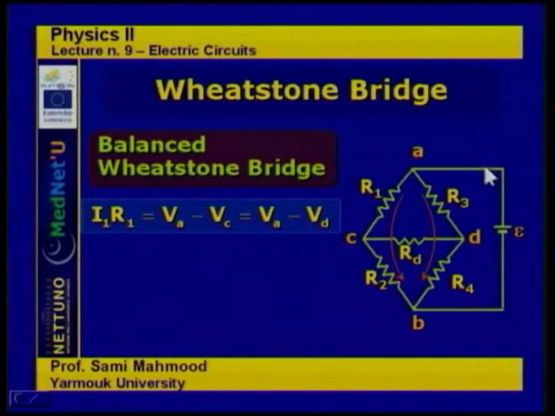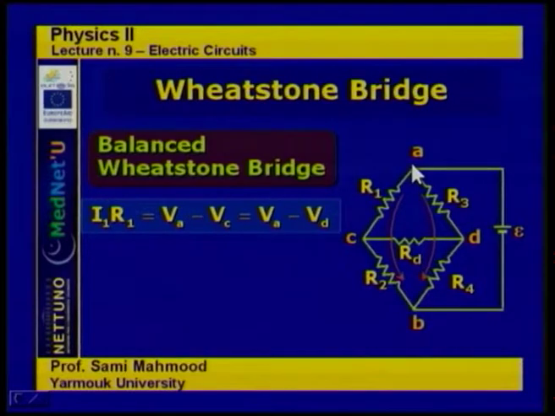So in the balanced bridge, let's analyze this circuit. Assume that current flows from the electromotive force to point A, and then at point A, it splits into two parts. It splits into a current that goes through R1 and a current that goes through R3. Now, the current that goes through R1 is called I1, and since there is no current in RD, the same current keeps going because there is no other way for it to go. So the current through R2 is also, in the case of the balanced bridge, I1.